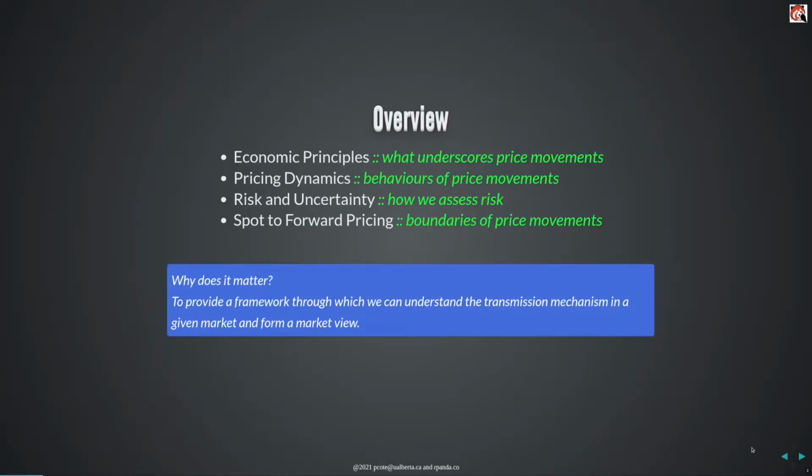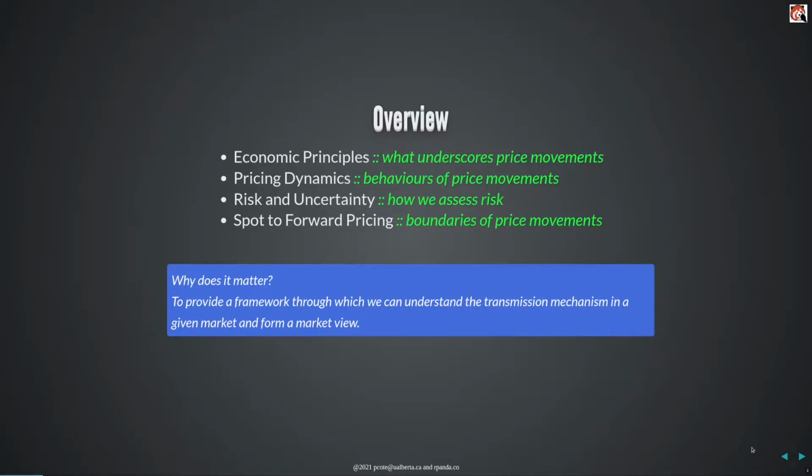First, we will cover economic principles, that is, what underscores price movements. We will do so in the context of supply and demand, and how the combination of supply and demand impacts the marginal market price. Then we will move to the pricing dynamics. The pricing dynamics refers to the movement of prices over time or the co-movement across specific commodities.